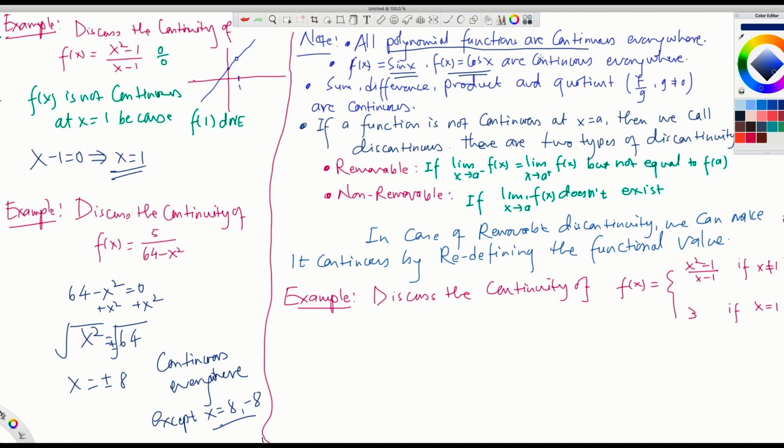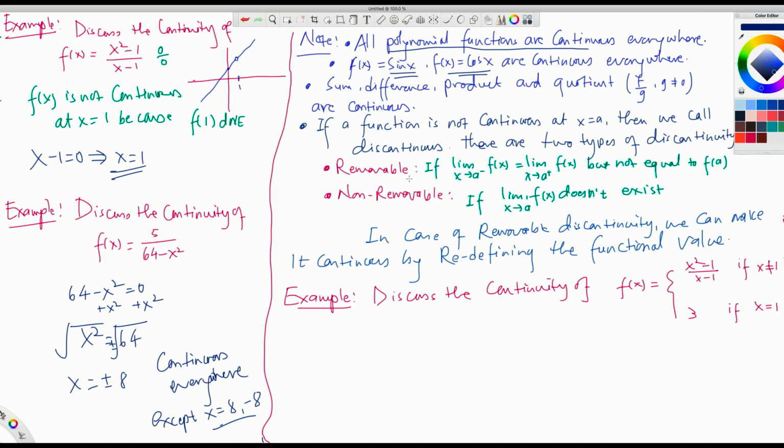Okay, so all the trig functions except all the sine functions and cosine functions are continuous everywhere. Okay, next, if a function is not continuous at x equals a, we call it discontinuous there. Okay, there are two types of discontinuity. One type of discontinuity is removable.